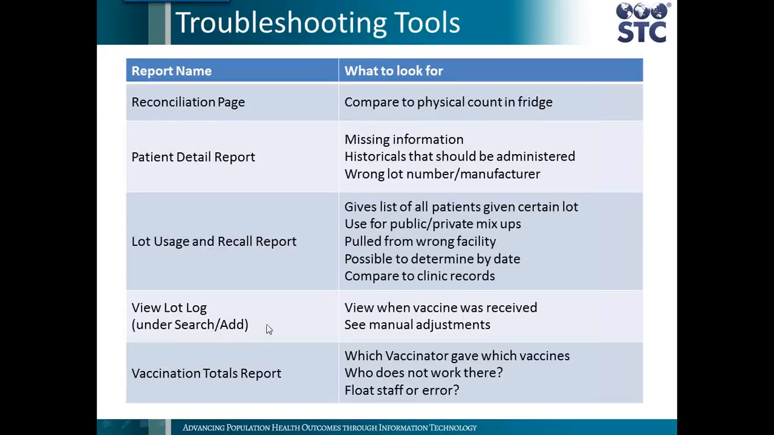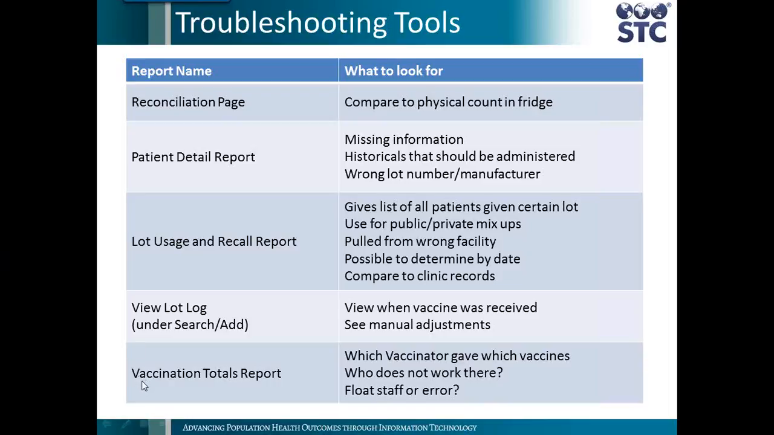There's also viewing the lot log, and that is under Search Add. And that you can see when the vaccine was received. So if you're not sure if it was received or not before you started administering it, you can just go into the lot log under the Search Add screen, and you can see when it was received into the system, any manual adjustments that have been made. So if somebody said, oh, we wasted this one, and they did that on the reconciliation page, or if they said these 5 doses were administered but not linked to a vaccine, then you can see any of those manual adjustments on the lot log as well.